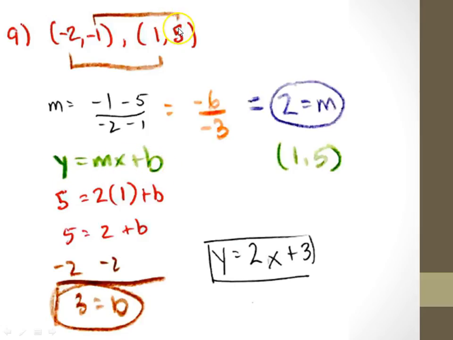So I put in my y, which is 5. I put in my m, which is 2. I put in my x, which is 1. 2 times 1 is 2. Move the 2 to the other side. My y-intercept is 3. B equals 3. So I substitute in m and b, and I have the answer to my equation, which is y equals 2x plus 3. Simple, straightforward. There you go.